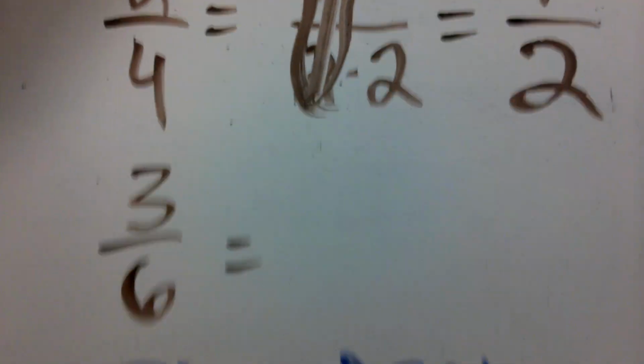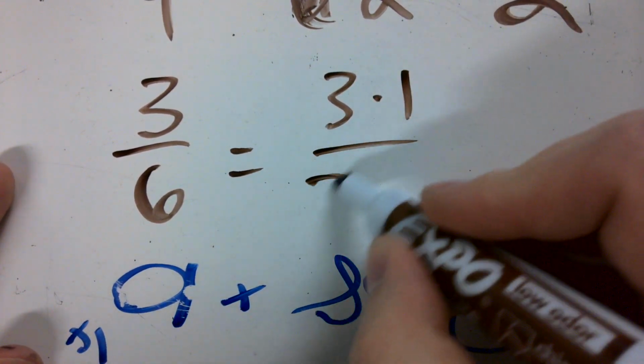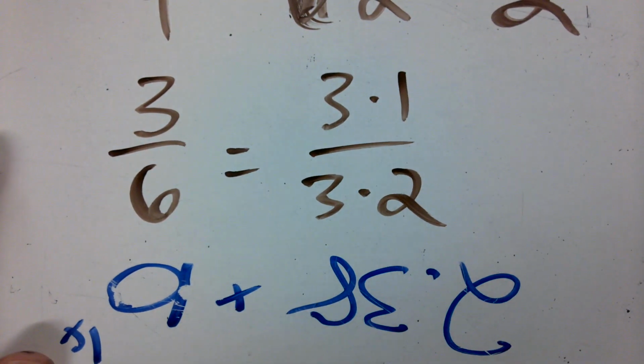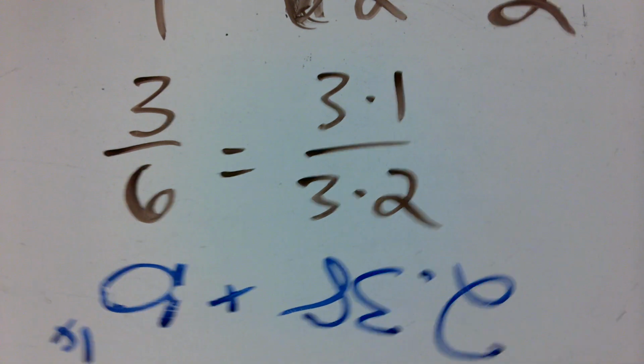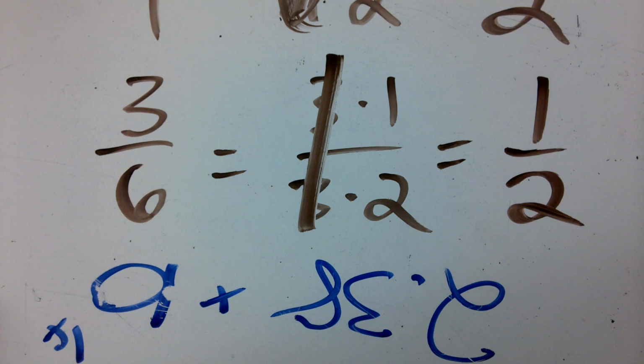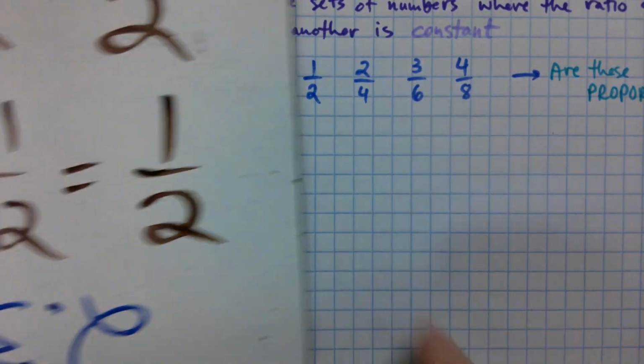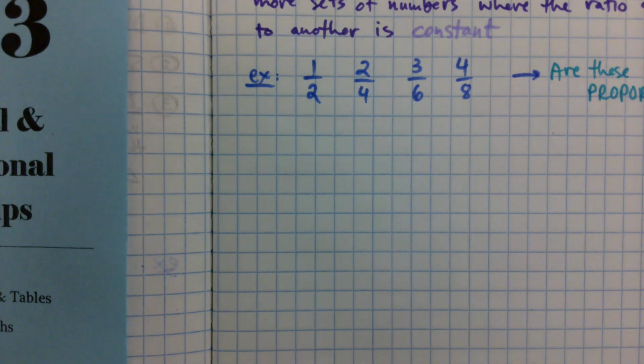3 over 6, let me move it down. On the top we have 3 times 1. On the bottom we have 3 times 2. What can we cancel out here? A pair of 3's. What are we left with? 1 over 2. Is that the same as 1 over 2? Yes, it is. So that's how we can tell these are proportional.